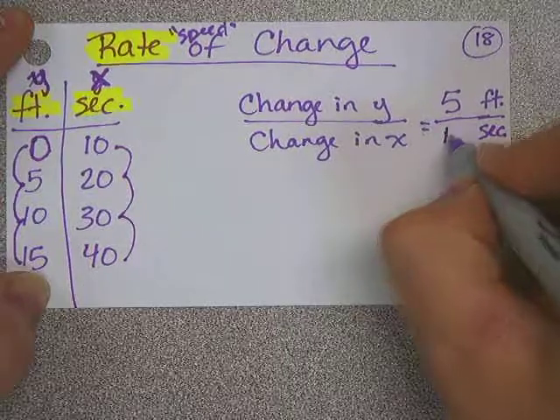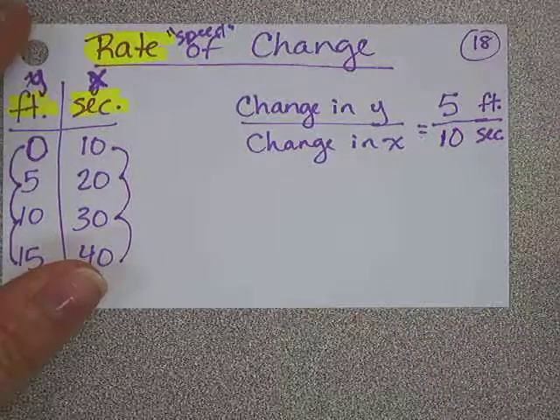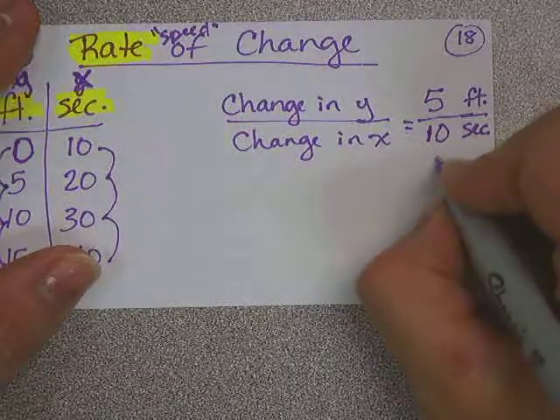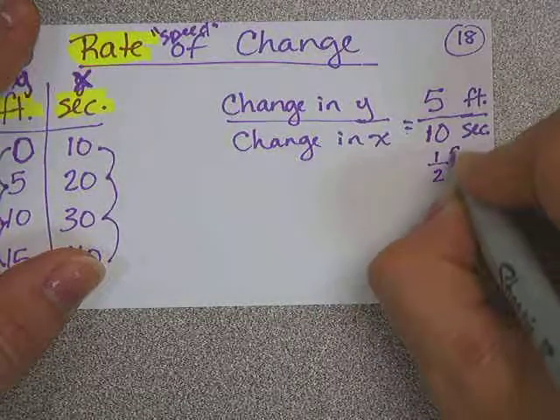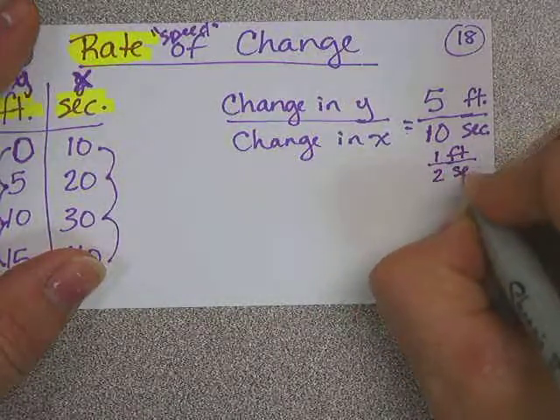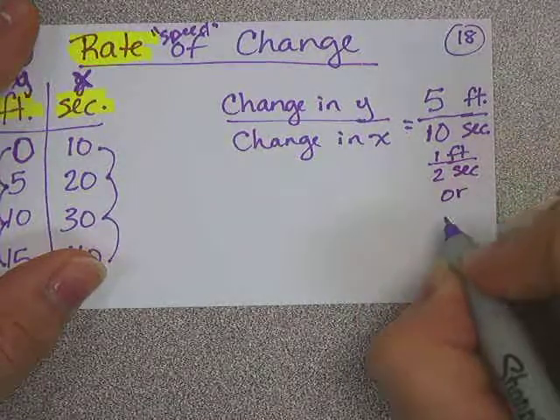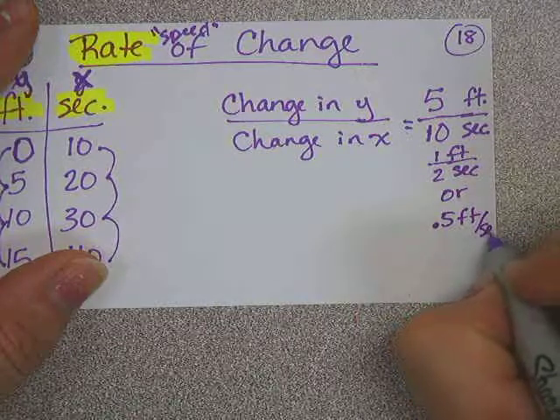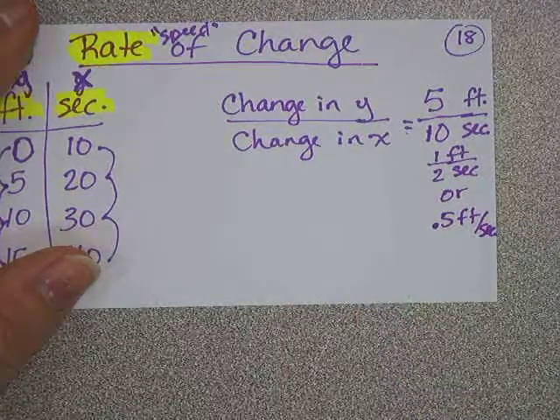And the seconds is going up by 10. So we would say 5 feet in 10 seconds. Okay, now we can reduce 5 over 10 to be 1/2, so it's 1 foot per 2 seconds. Or we could divide that and say 1/2 foot per second.